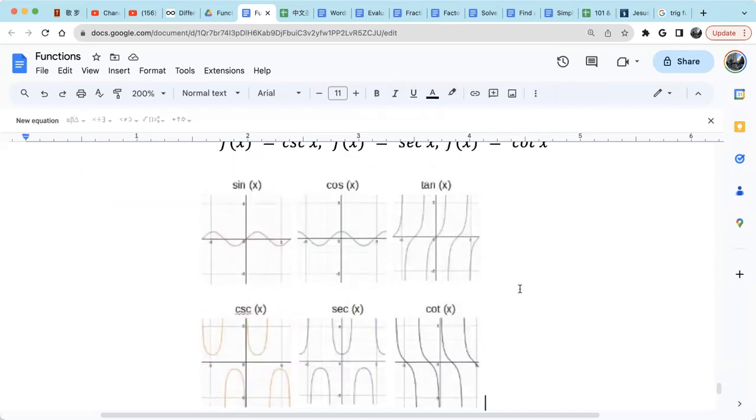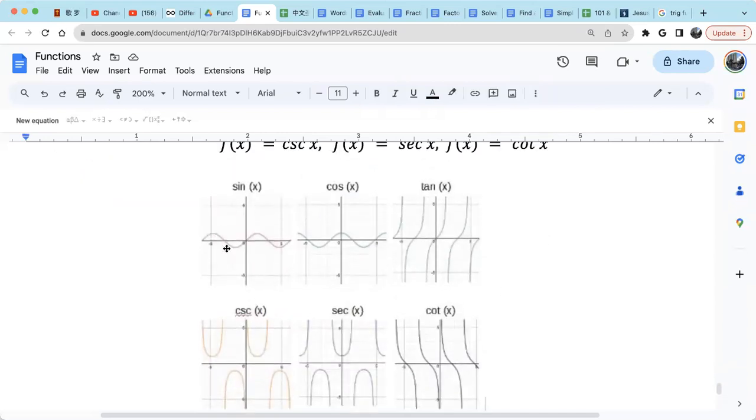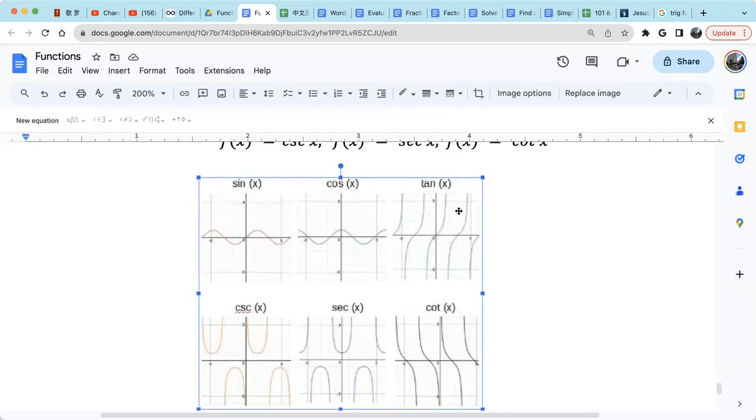So there are 6 kinds, and the graph looks like this. Sine is this wave, cosine is this wave. They look very similar. Those graphs are actually the same, but shifted by 90 degrees. As I'm talking right now, I'm making sine and cosine functions because my voice is making these sound waves. So this is the tangent x graph, right?